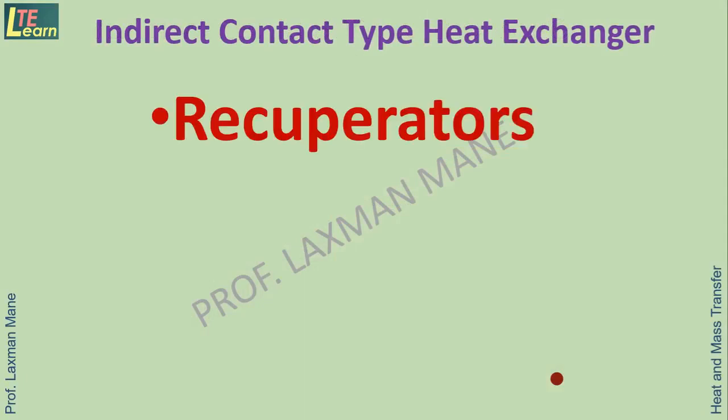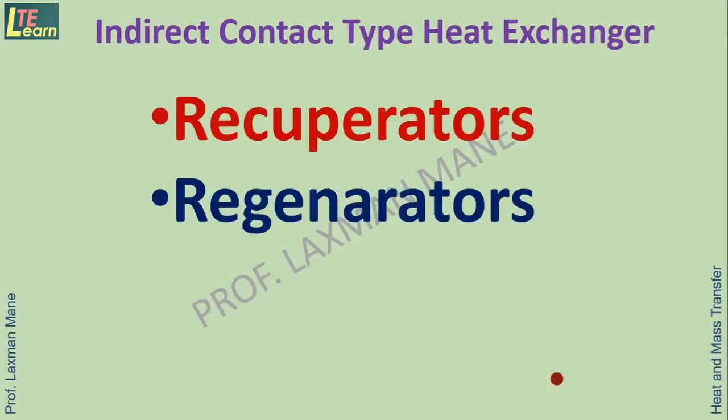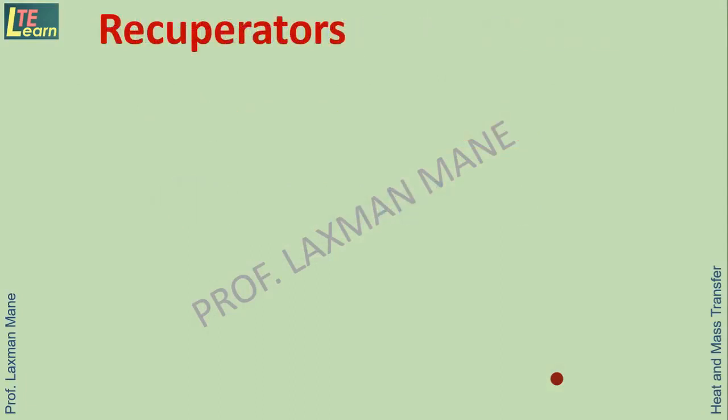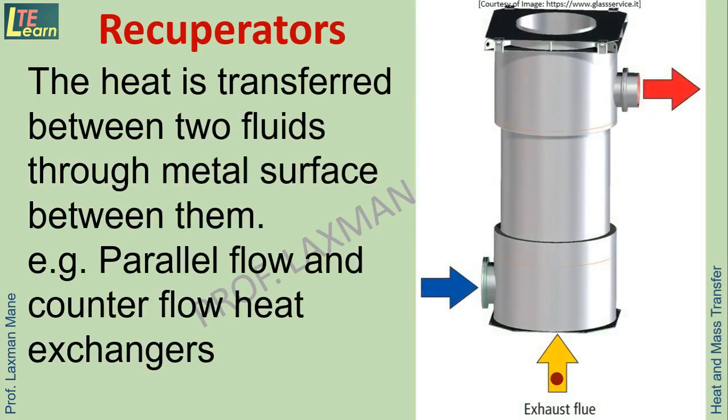In case of indirect contact type heat exchangers, there are two types: recuperators and regenerators. In recuperators, the heat is transferred between two fluids through a metal surface between them. So it can be parallel flow and counterflow type heat exchangers. Here there is no direct contact between the two fluids.